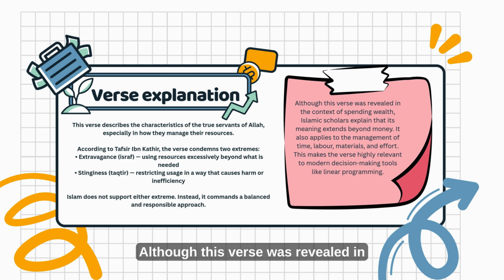Although this verse was revealed in the context of spending wealth, Islamic scholars explain that its meaning extends beyond money. It also applies to the management of time, labor, effort, and materials. Because of this broader application, the verse is highly relevant to modern decision-making tools such as linear programming.